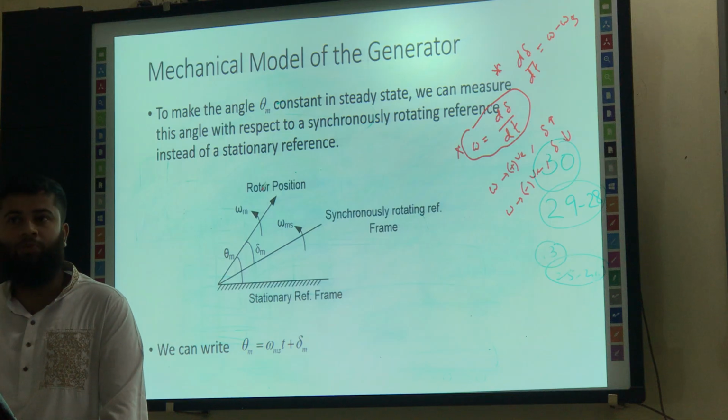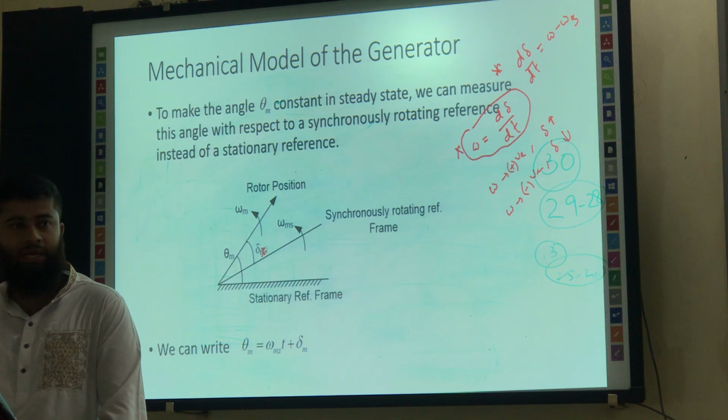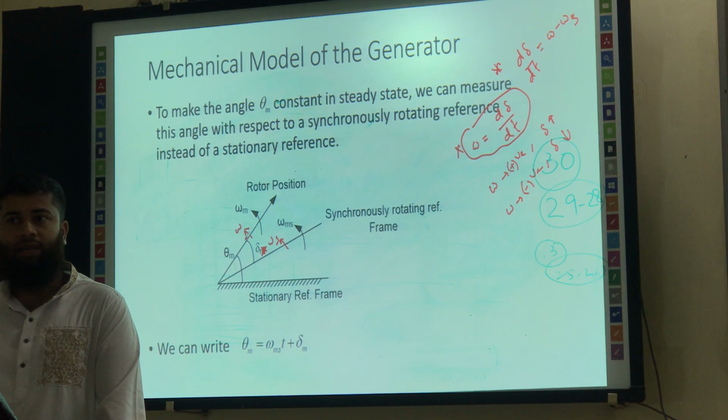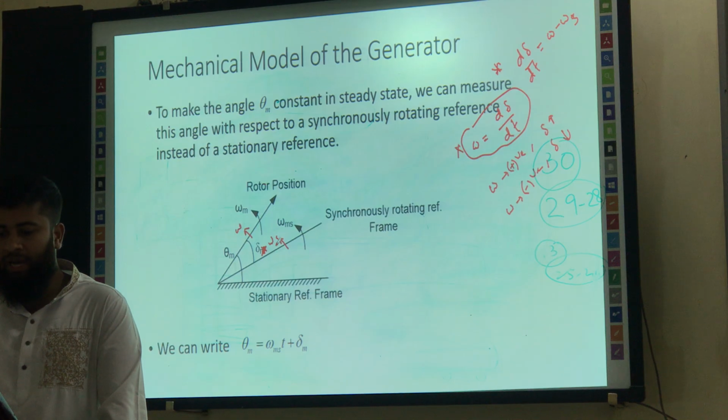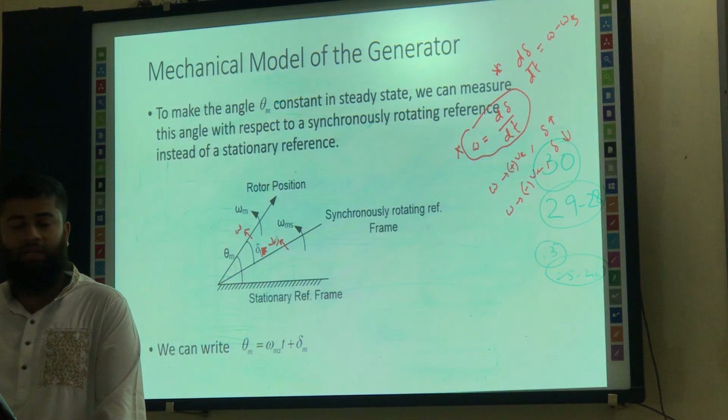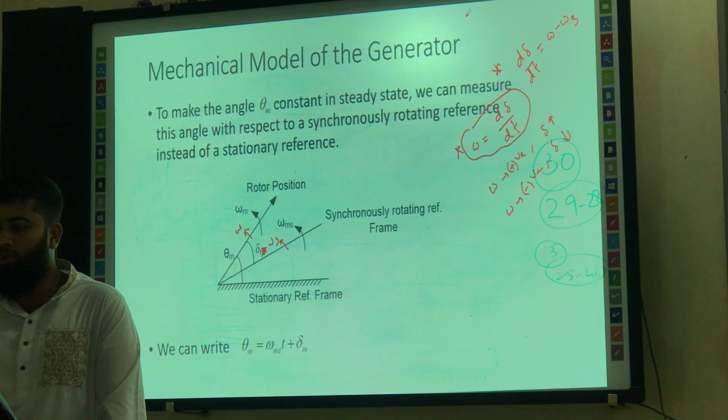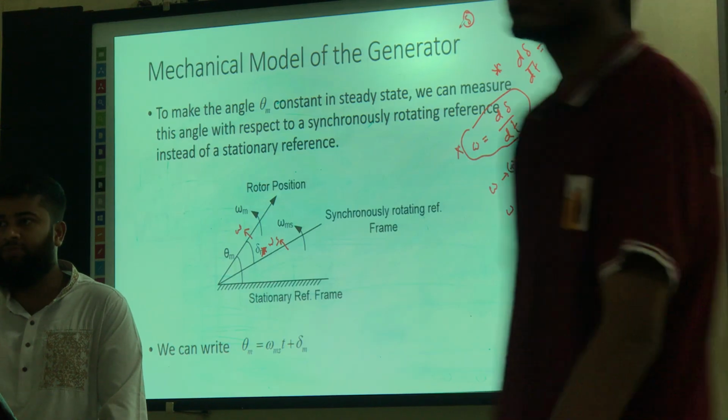We are measuring our rotor position, that is the delta. Let's forget about the mechanical delta, because we have already converted this mechanical quantity into the electrical. So the angular difference between the rotor and the synchronous rotating frame will be delta, right? This speed is always omega s and this speed is omega. At steady state, omega and omega s will be the same. At that time, there will be no change in delta. Delta will be fixed.